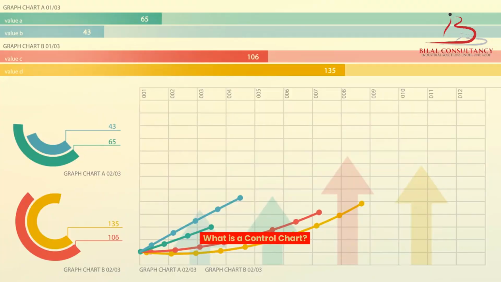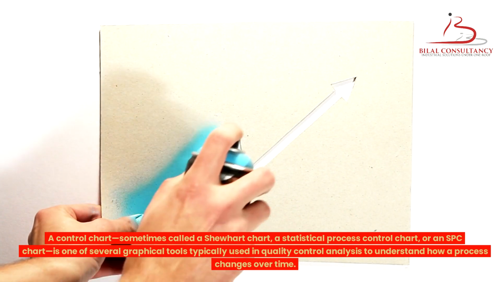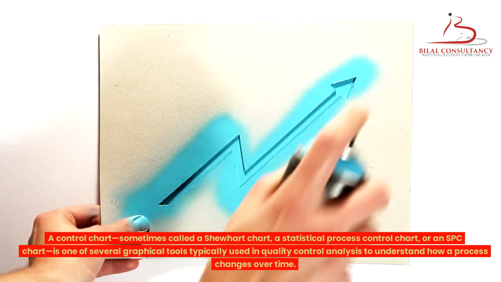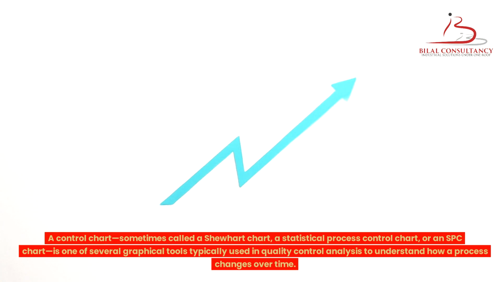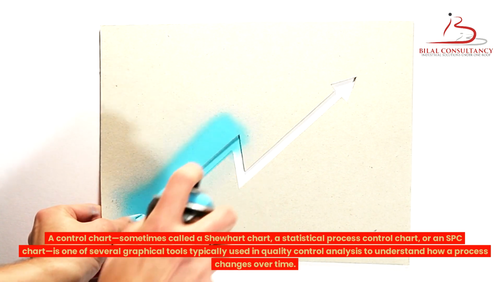What is a control chart? A control chart, sometimes called a Shewhart chart, a statistical process control chart, or an SPC chart, is one of several graphical tools typically used in quality control analysis to understand how a process changes over time.